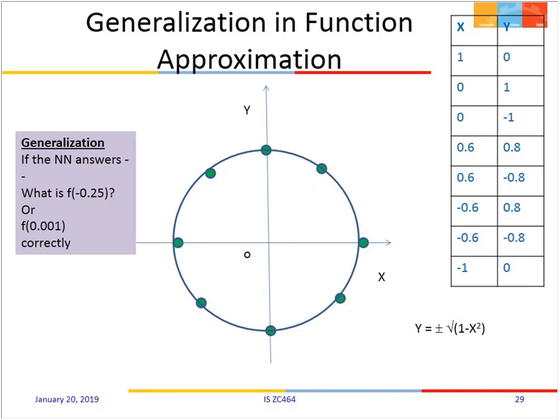So now if you have to predict the value of f of minus 0.25, you can always very well get it through the equation. So what is the equation of a circle?